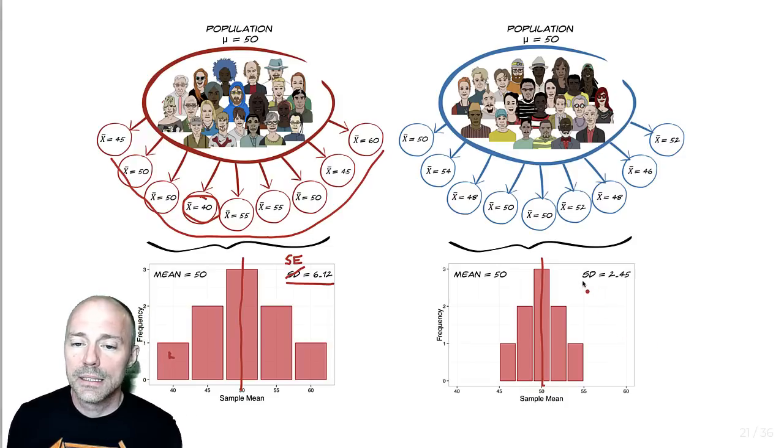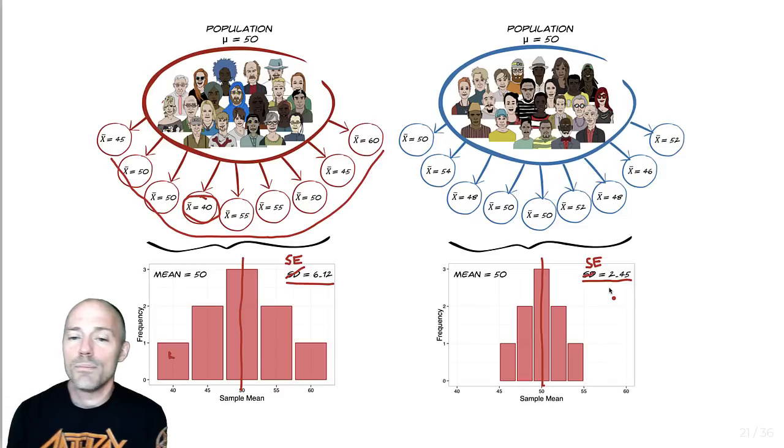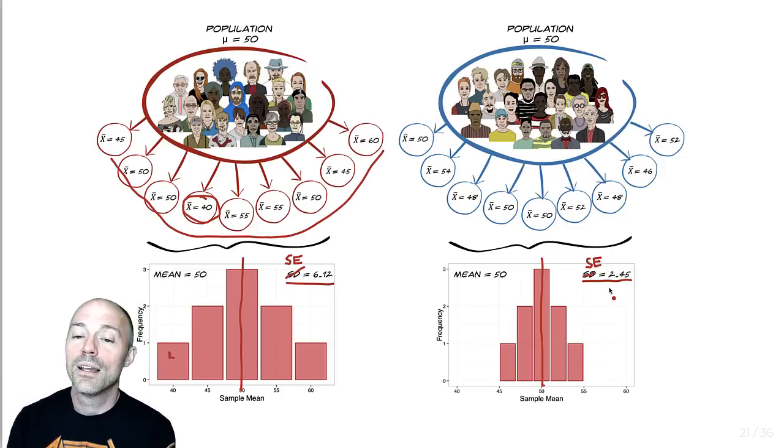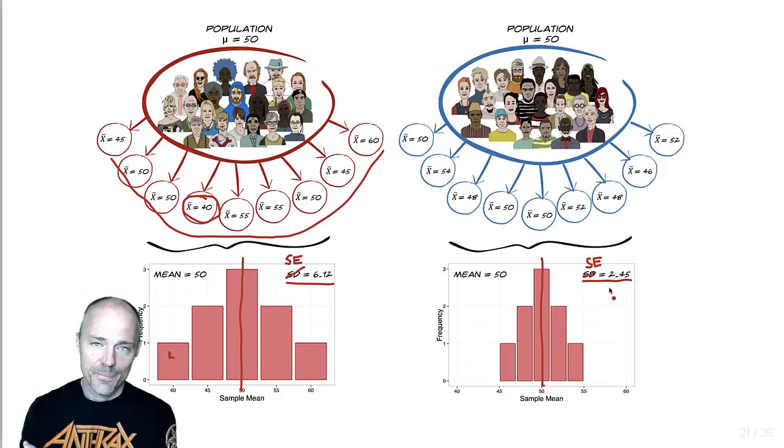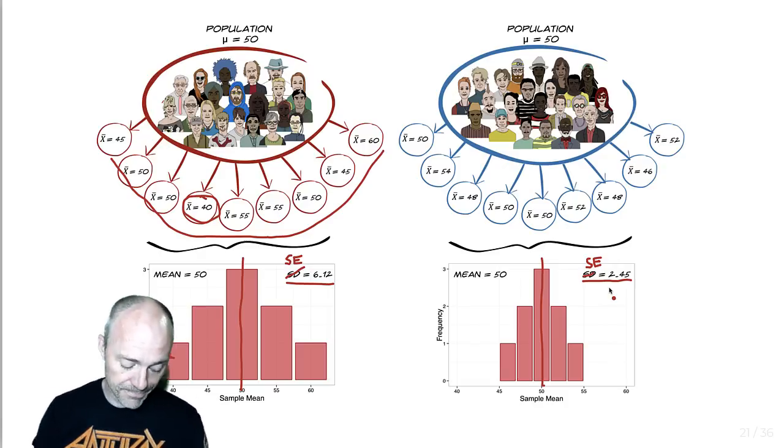And if we look at the standard deviation of these estimates, which we've just seen is the standard error, it's smaller. It's 2.45 rather than 6.12. And the fact it's smaller tells us that estimates across samples in this population are closer together. So the estimates are more similar for the right-hand side than they are for the left.